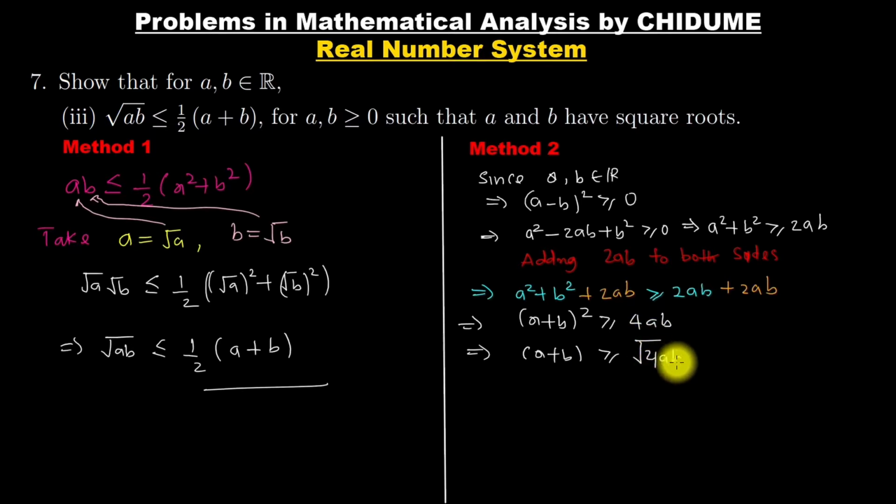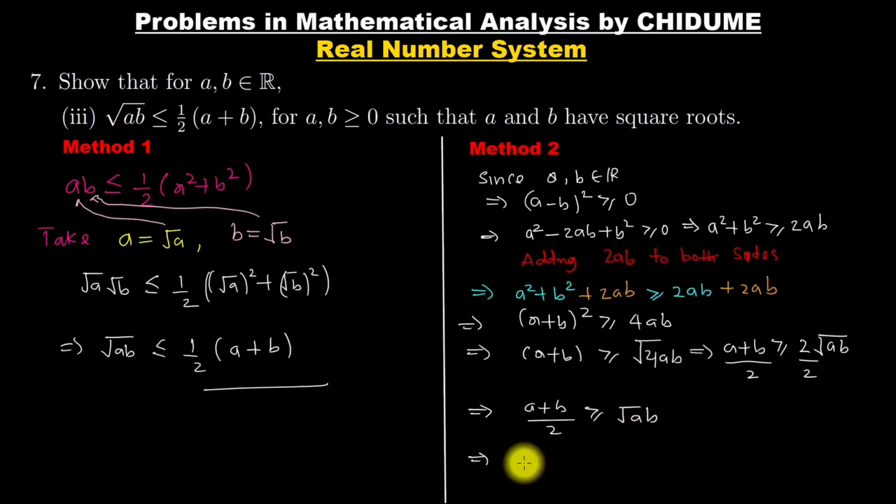So that means a plus b is greater or equal to 2 square root of ab. Dividing both sides by 2, I'm going to have a plus b over 2 greater or equal to the square root of ab, which I can write as the square root of ab less or equal to a plus b over 2.